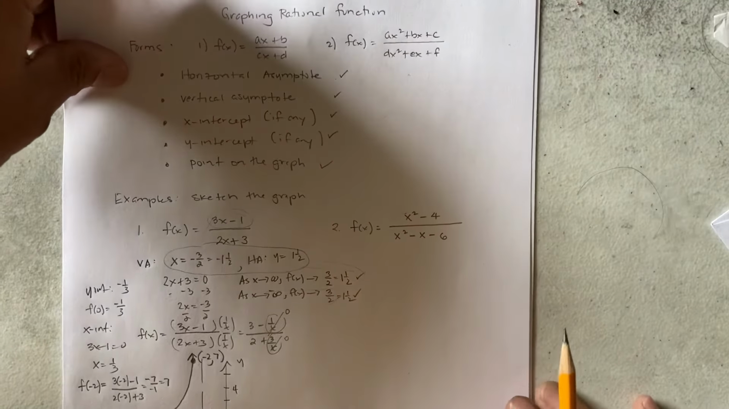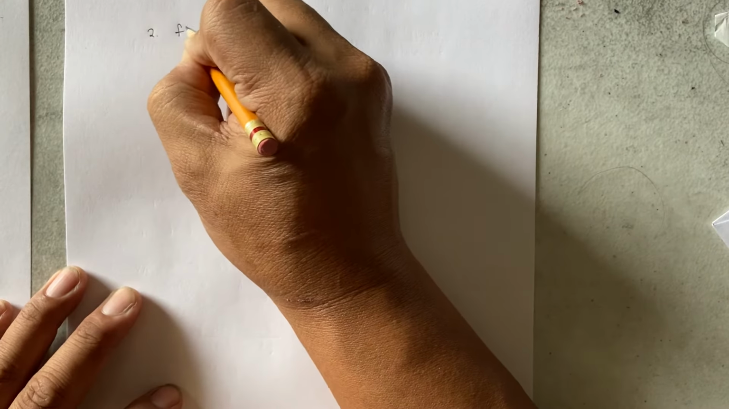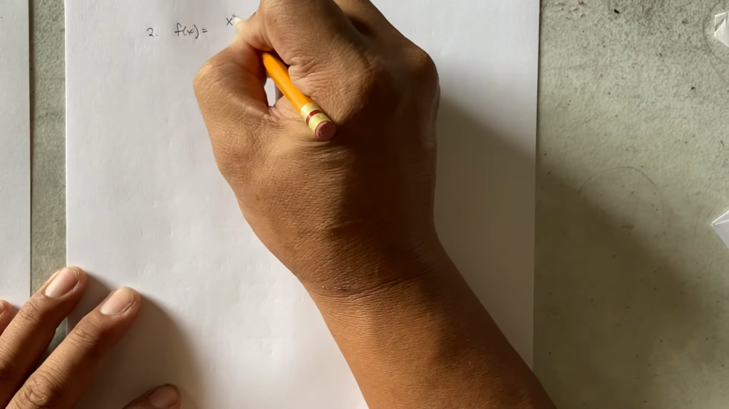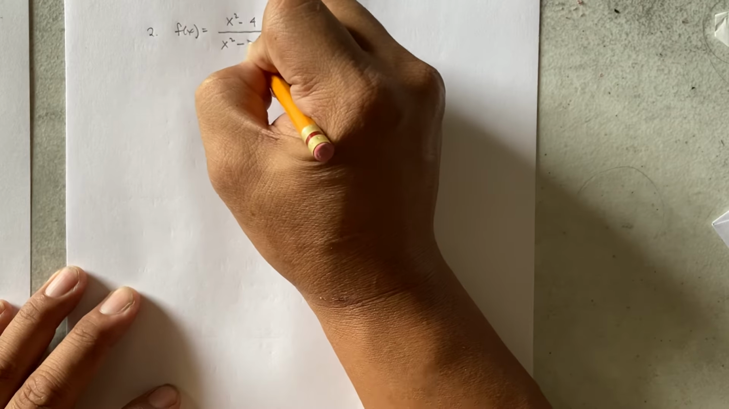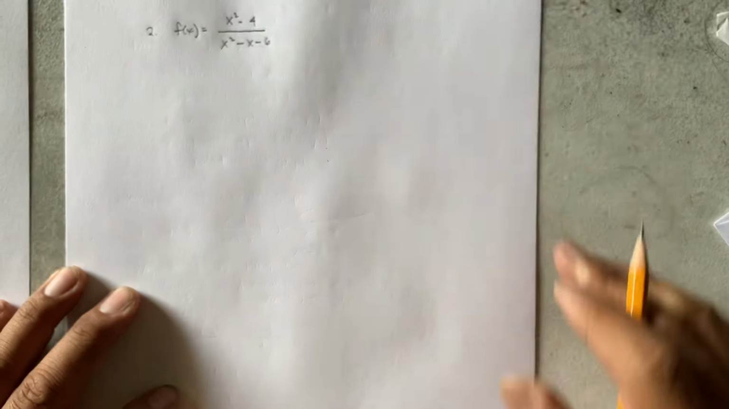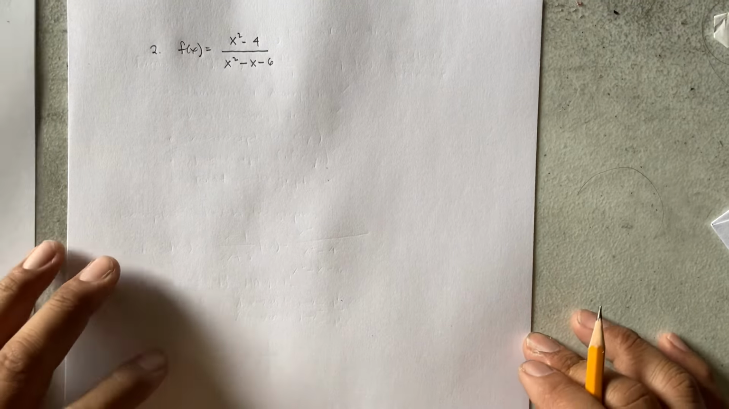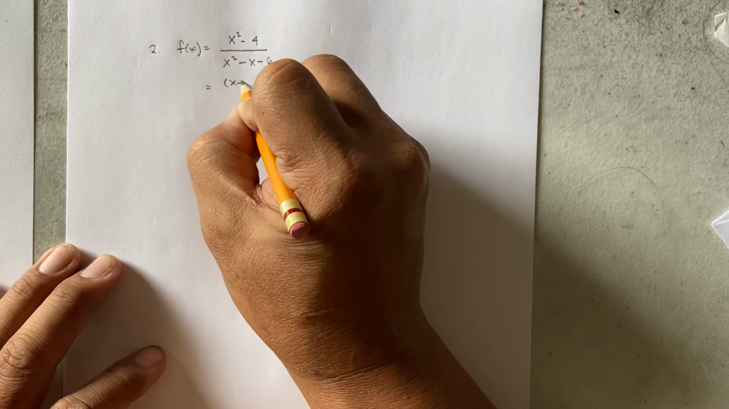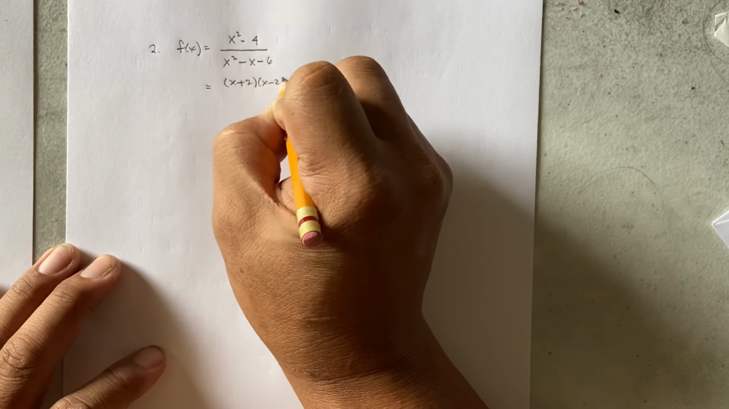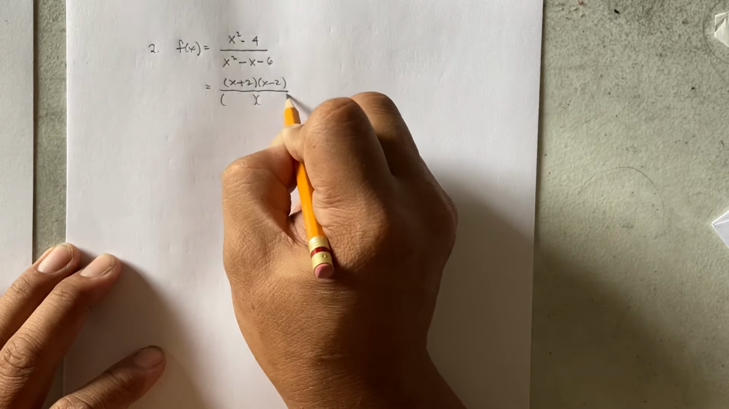Okay, I'm going to use a second paper here. This is f of x equals x squared minus 4 all over x squared minus x minus 6. Okay, so first thing we're going to do is factor the top one. That looks like a difference of squares, so I'm going to factor the difference of squares. Then I'm going to factor the bottom one.